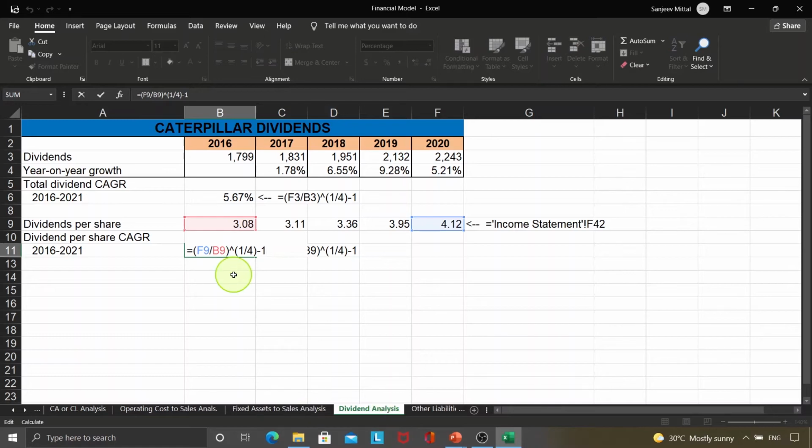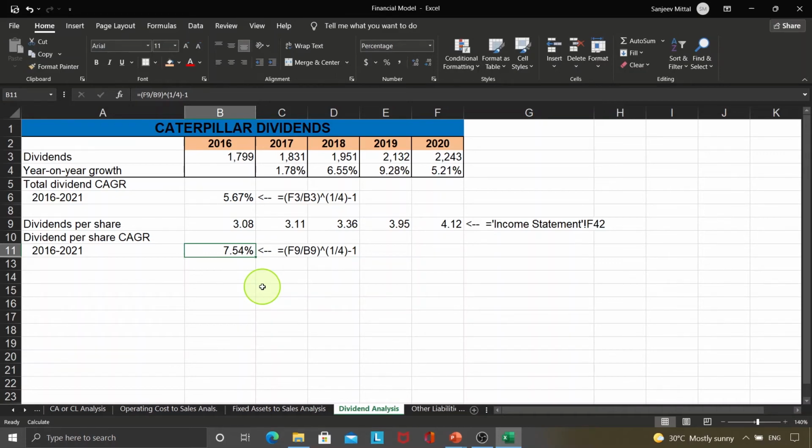Its CAGR will be calculated in a similar manner, where you take the dividend of the last year divided by the dividend of 2016, and the whole to the power 1 by 4, because it had grown 4 times, and then minus 1 for getting the percent. So the CAGR of dividend per share is 7.54%. We shall definitely use this CAGR in our financial model in the forthcoming session.